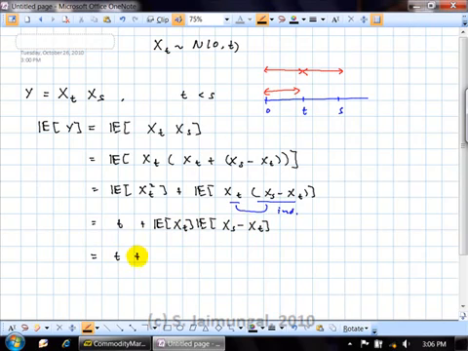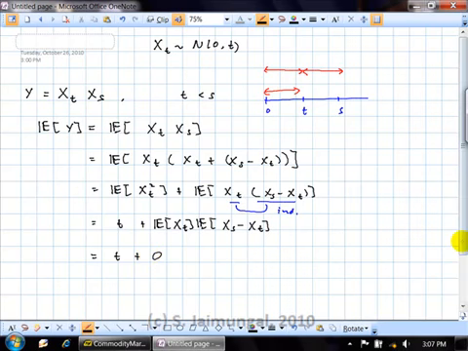And what's the expected value of x at t? 0. So in fact, this is just 0. Okay. So you can actually now conclude, if I didn't have the restriction t is less than s, suppose I had the other way around, s is less than t, what would my answer be? It would be s, right? And if s was equal to t, well, it would just be t.